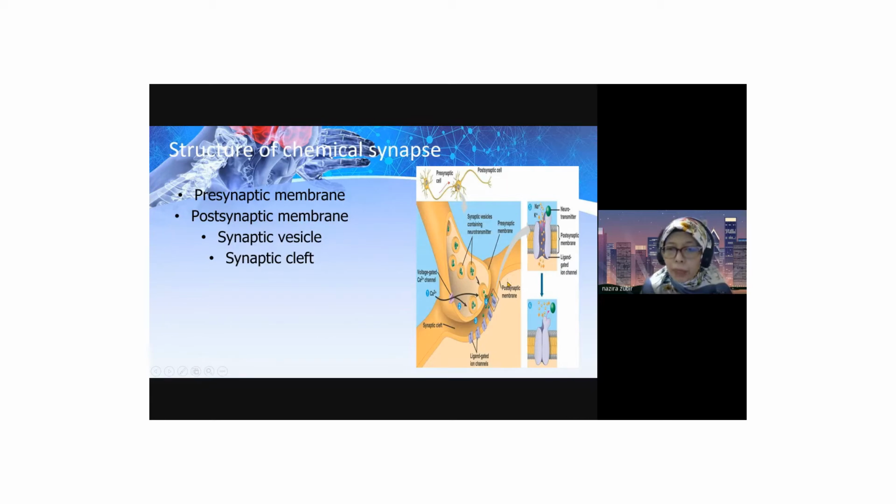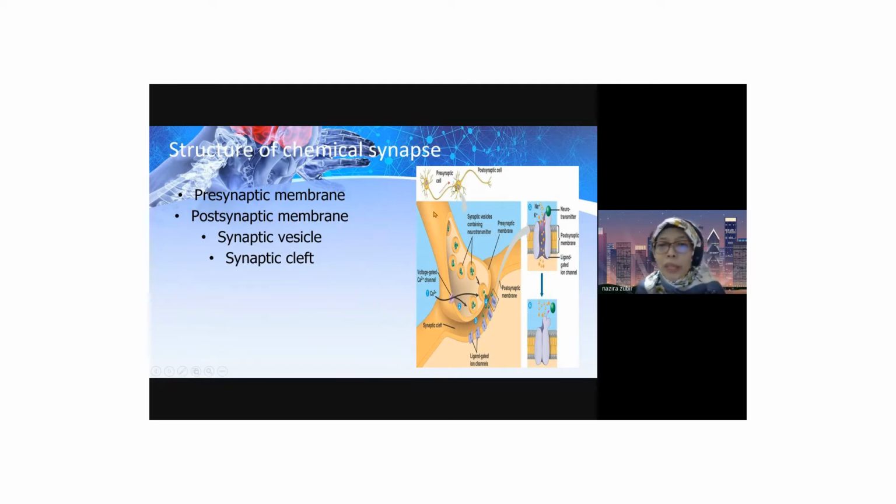At the postsynaptic membrane, there are ligand-gated ion channels, which are receptors to the neurotransmitters, all located at the postsynaptic membrane. Between one neuron and another neuron, there's a gap. This one we call a synaptic cleft, a narrow gap. At the synaptic cleft, the neurotransmitters will be released by exocytosis.